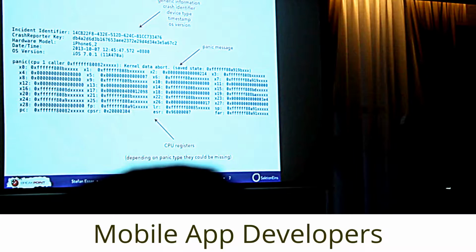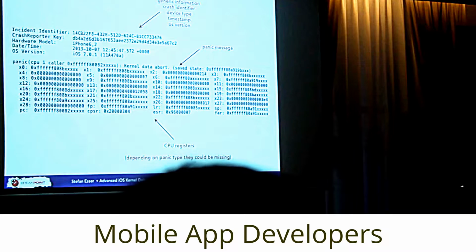Okay, so anyway, the beginning of these panic dumps are actually just generic information that gives you like the timestamp when this crash happened, the version and the device model, and then you have all the registers.